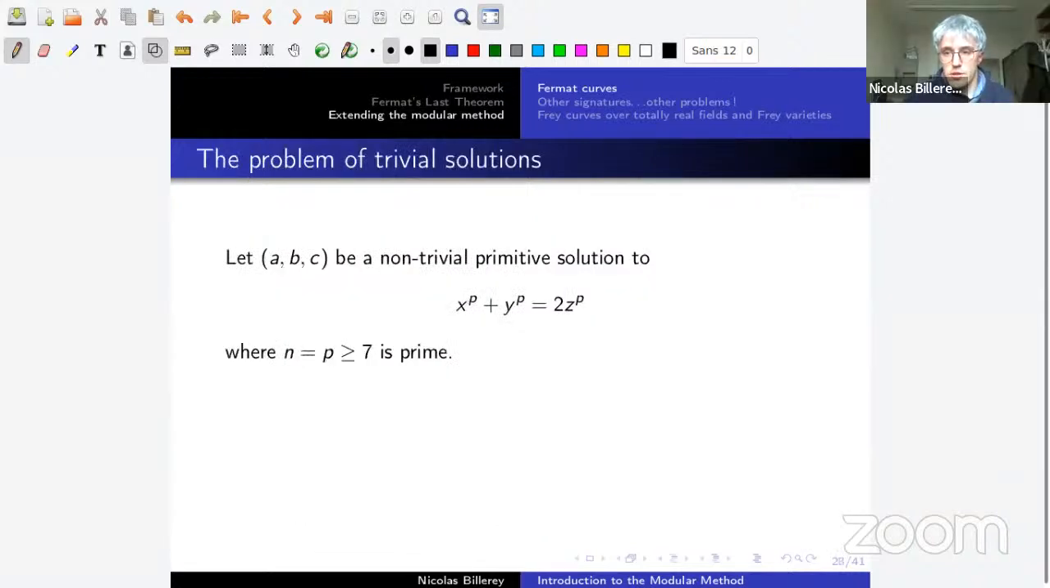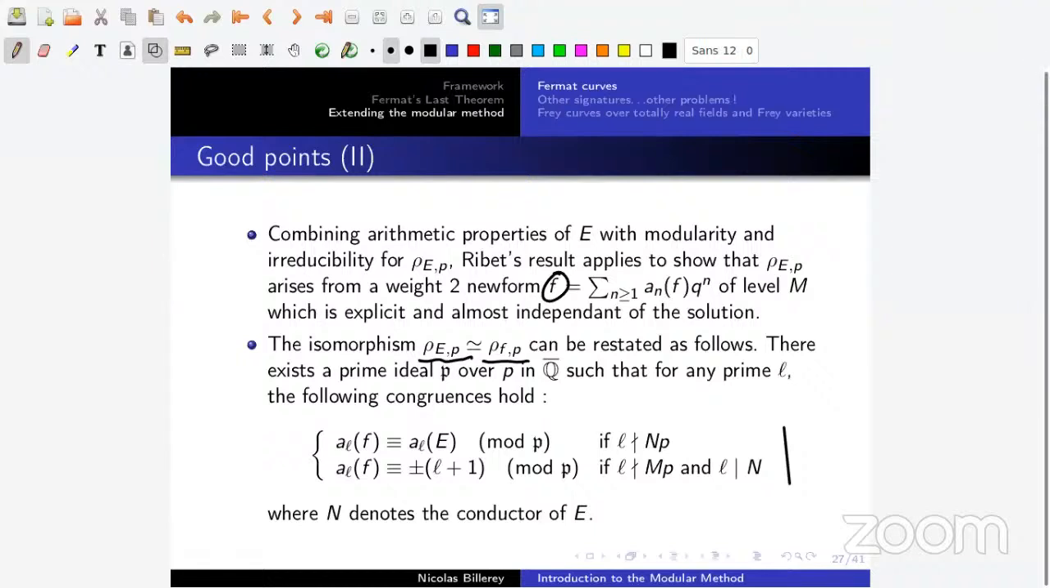Excuse me, Nicolas. I just have one more question. Yes, please. So in the previous slide, you said Ribet's result can be applied. Previously, because L divides N exactly, you are able to lower the level. But in this context, N may not be square free. So is there a generalized version of Ribet's result?